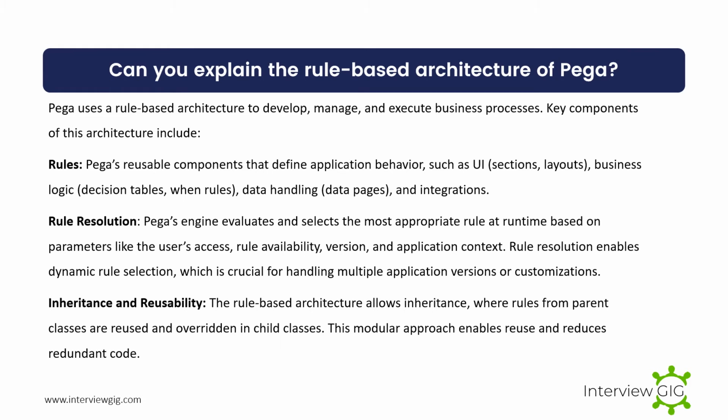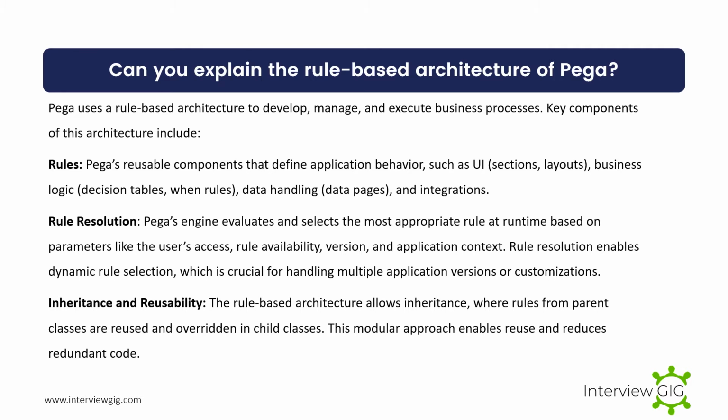Can you explain the rule-based architecture of Pega? Pega uses a rule-based architecture to develop, manage, and execute business processes. Key components of this architecture include: Rules. Pega's reusable components that define application behavior, such as UI, sections, layouts, business logic, decision tables, when rules, data handling, data pages, and integrations. Rule resolution.